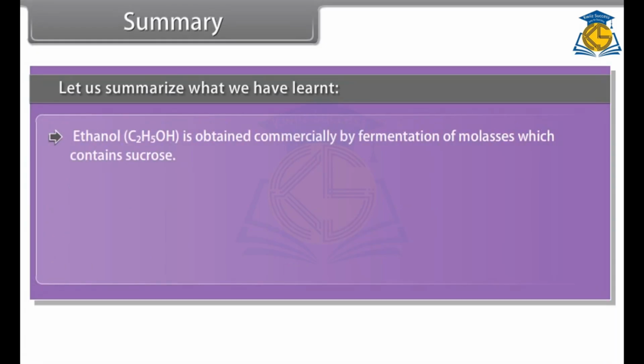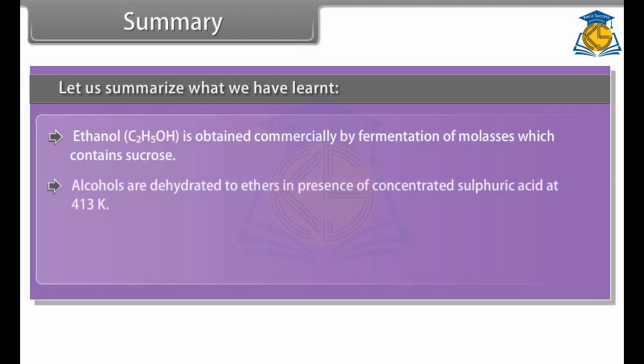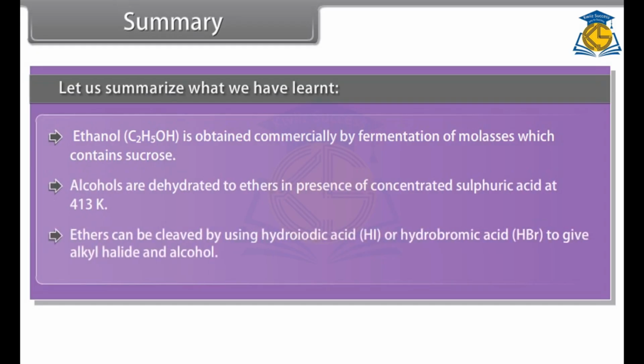Ethanol is obtained commercially by fermentation of molasses, which contains sucrose. Alcohols are dehydrated to ethers in presence of concentrated sulfuric acid at 413 Kelvin. Ethers can be cleaved by using hydroiodic acid or hydrobromic acid to give alkyl halide and alcohol.